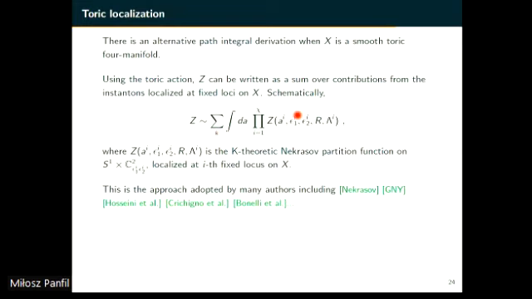So the integrand here is basically the product of the K-theoretic Nekrasov partition functions defined on S1 times C2 with omega deformation, each localized at a fixed locus on X. So for example, on P2, we have chi equal to 3, so we have the product of three Nekrasov partition functions as an integral. And this partition function is written in terms of a certain integral over the Coulomb branch and also a certain sum over the fluxes. Okay.